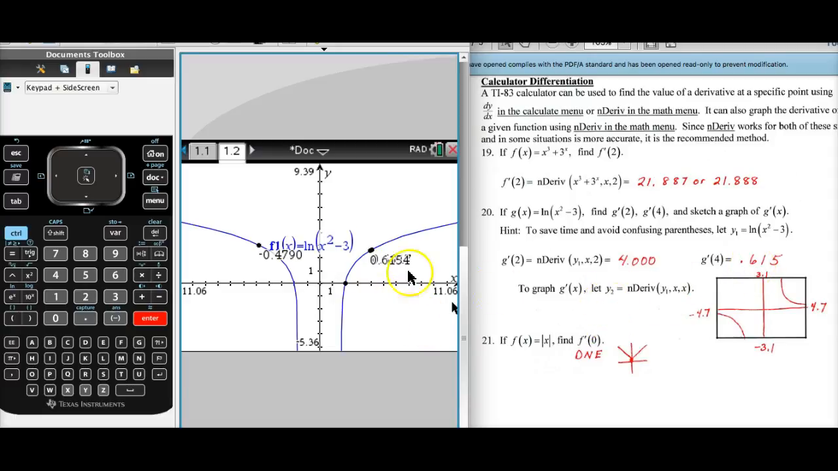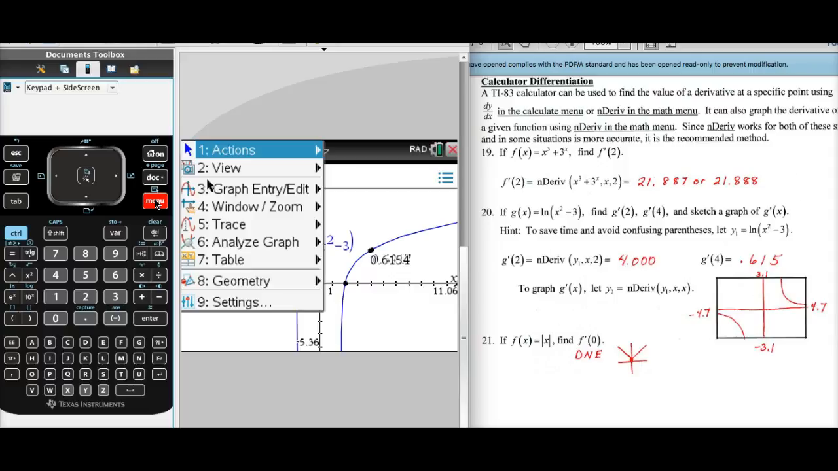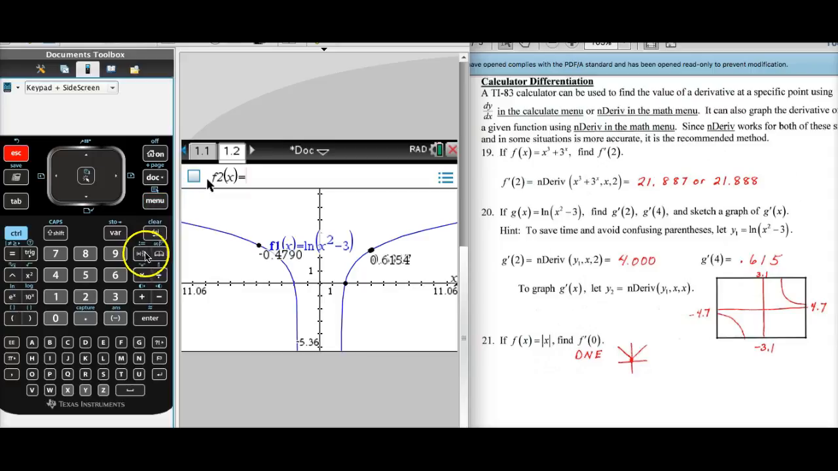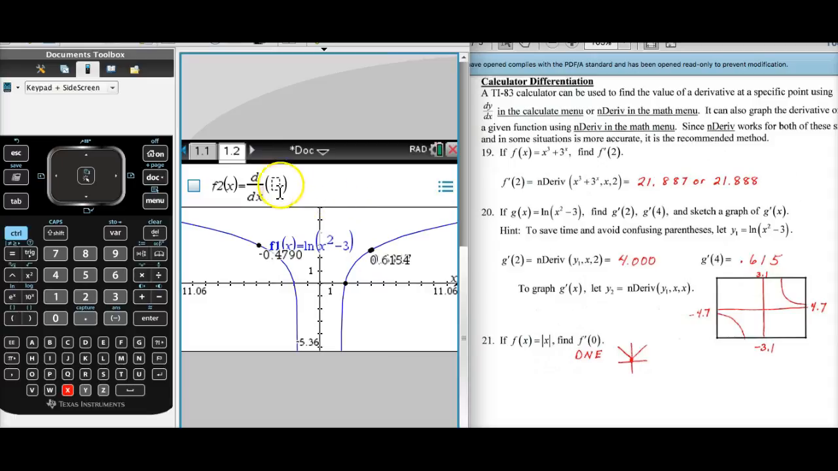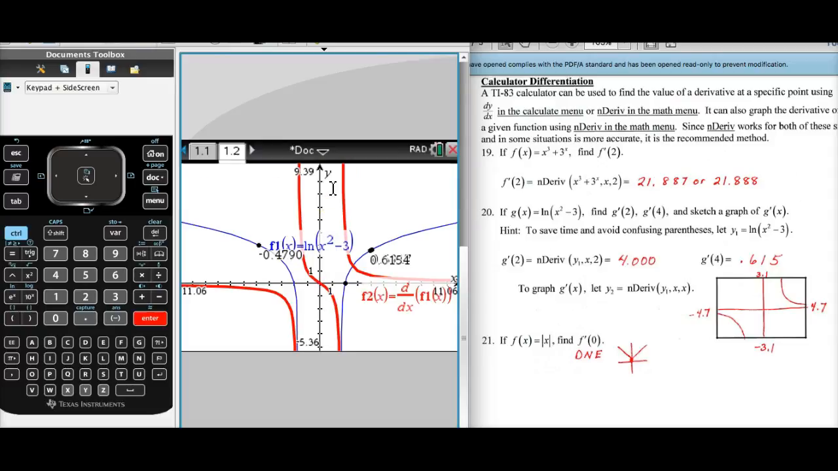Then if you want to graph the derivative, I can get into this one and go to F2. And with F2, what I want to do is just go menu. I'm sorry, I don't want to do menu. I want to do this one here and go the derivative. And with respect to x, I can just type in now f1 of x. My typing isn't so good. And that should show me the graph. And that's the graph that I do get.